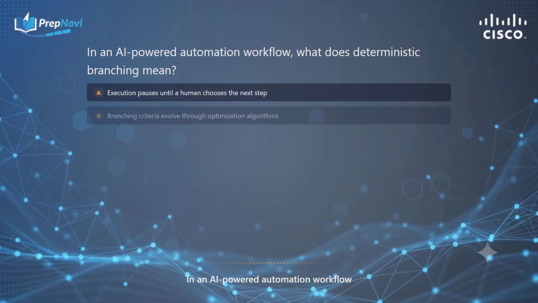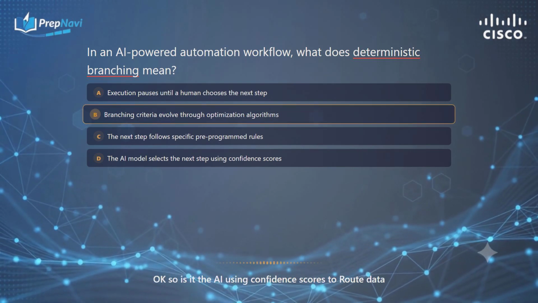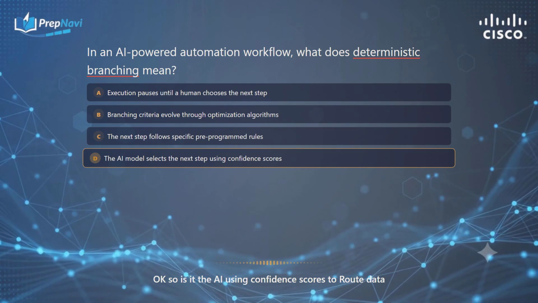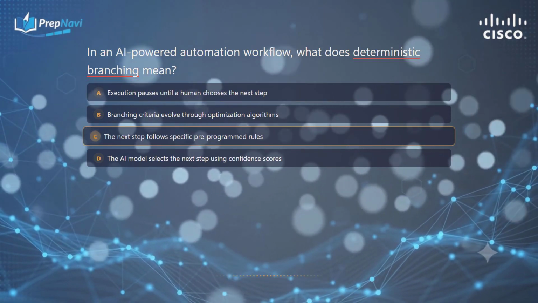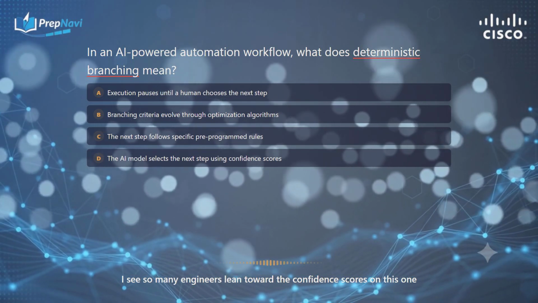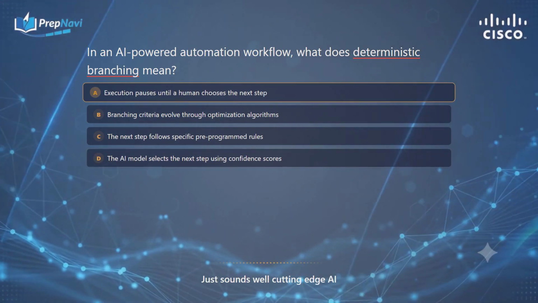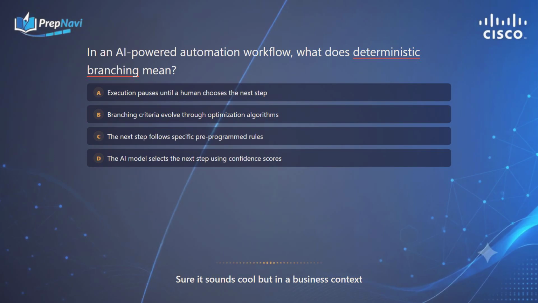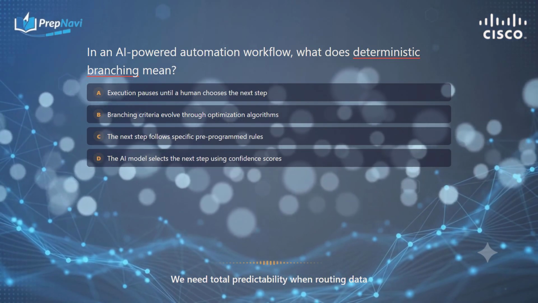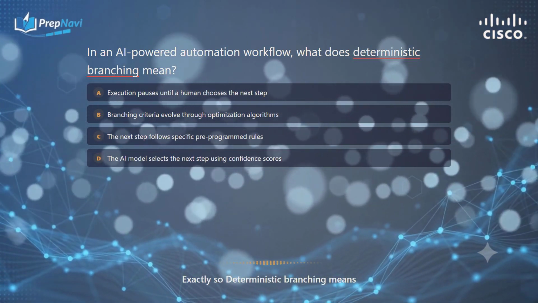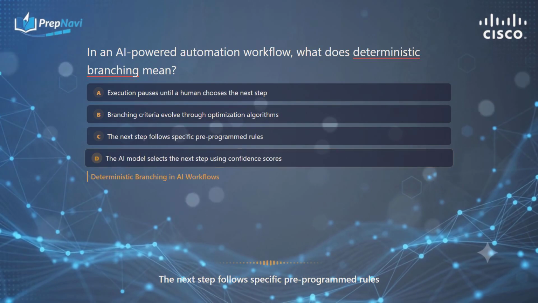In an AI-powered automation workflow, what does deterministic branching actually mean? Okay, so is it the AI using confidence scores to route data, human-in-the-loop pauses, evolving criteria, or just specific pre-programmed rules? I see so many engineers lean toward the confidence scores on this one. Letting the neural network decide the next step just sounds like, well, cutting-edge AI. Sure, it sounds cool, but in a business context, that's actually a disaster. We need total predictability when routing data, not an AI taking an educated guess. Exactly. So deterministic branching means the next step follows specific, pre-programmed rules.